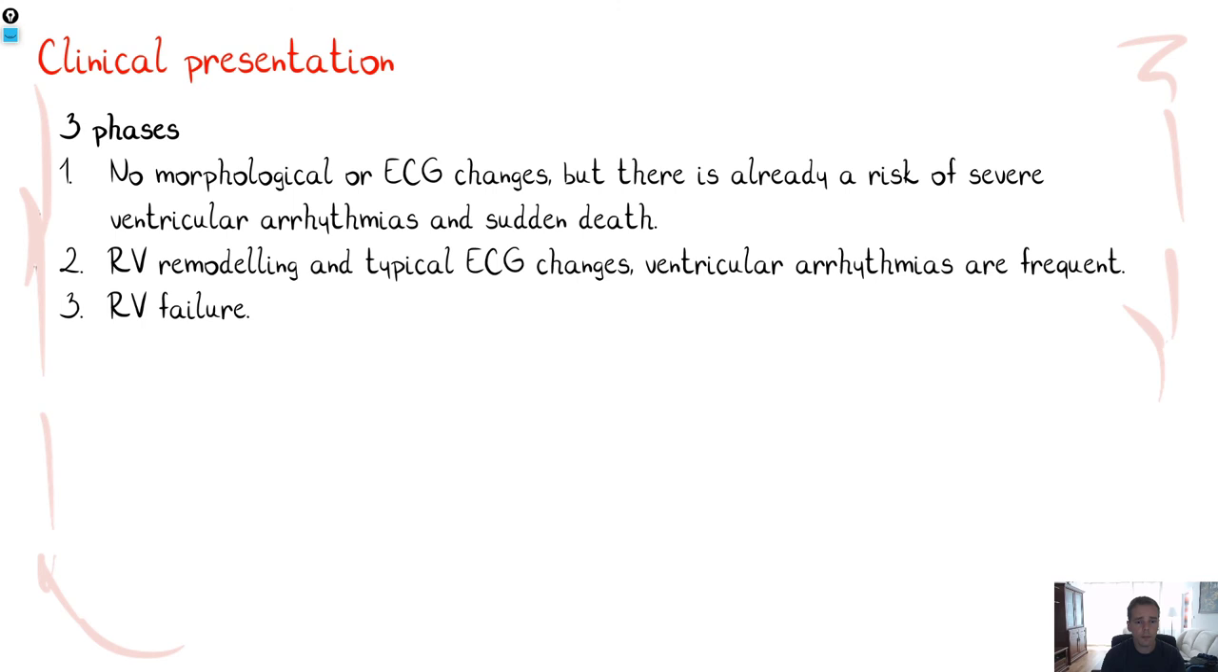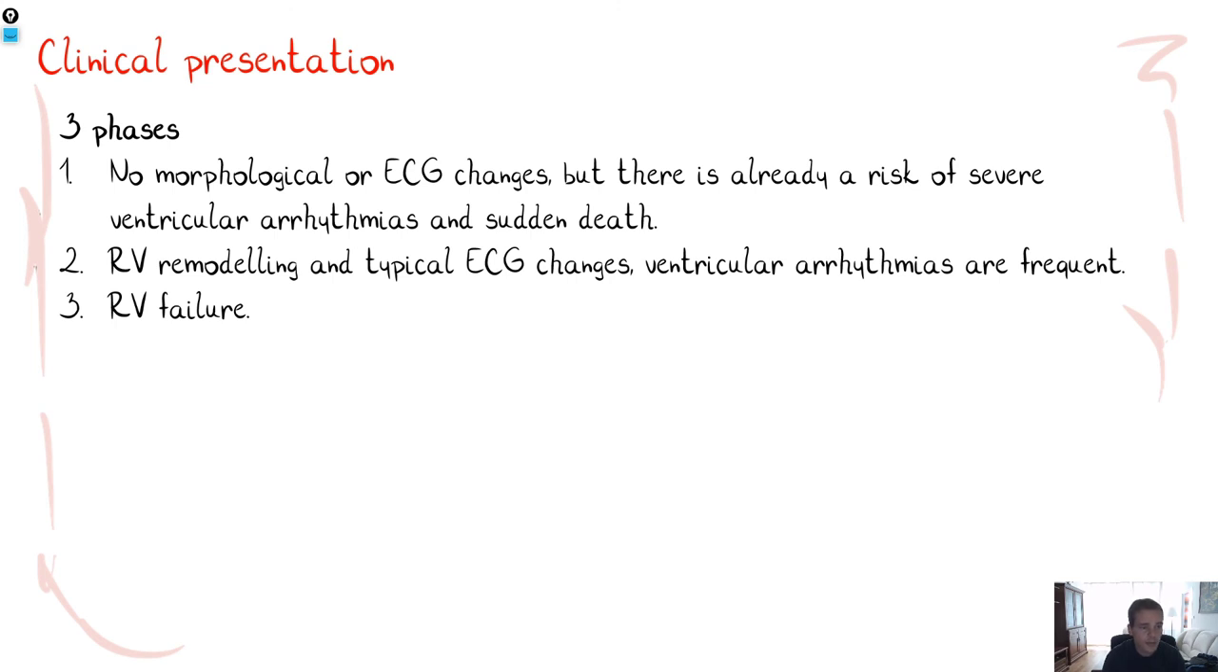Clinical presentation can be described in three phases. In the first phase, the heart looks normal. So in the first phase, there is no morphological change and no pathological finding on ECG. But even in this phase, there is a risk of severe ventricular arrhythmia and sudden death. That's why we call it arrhythmogenic cardiomyopathy.